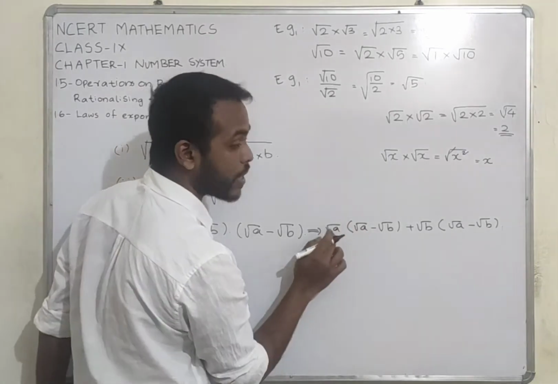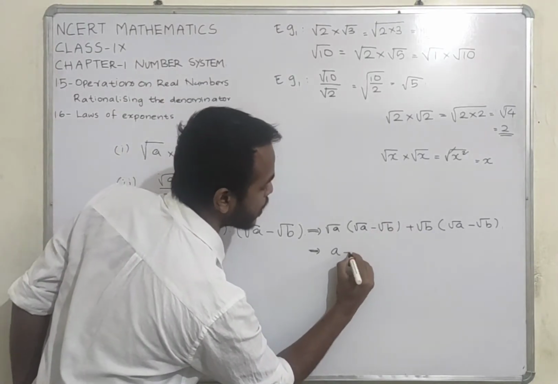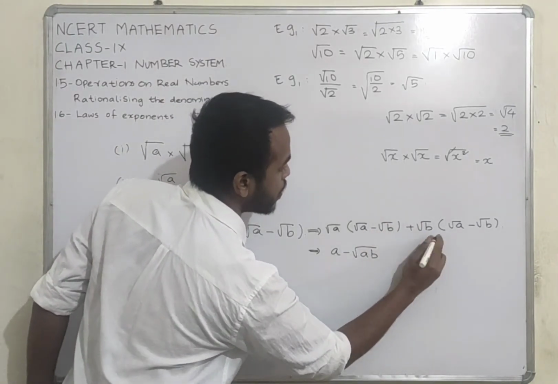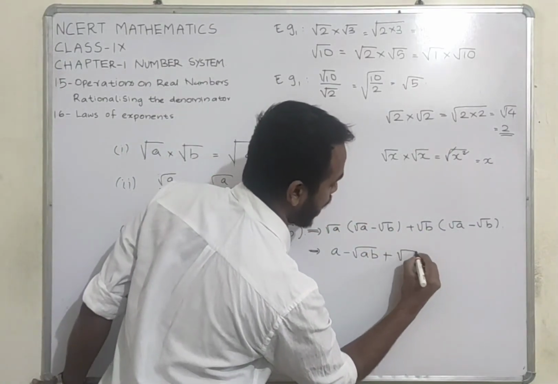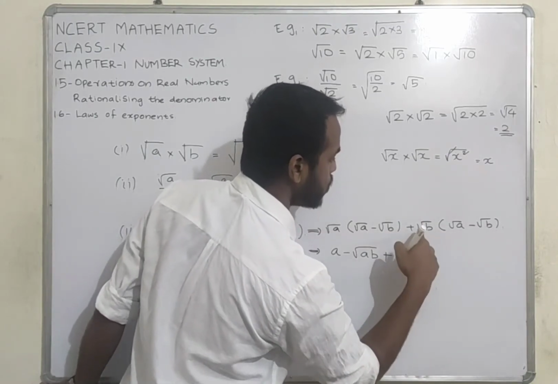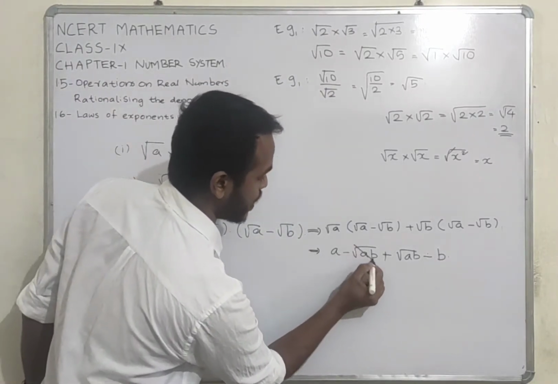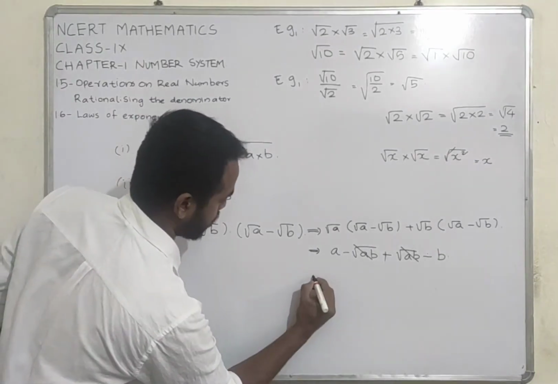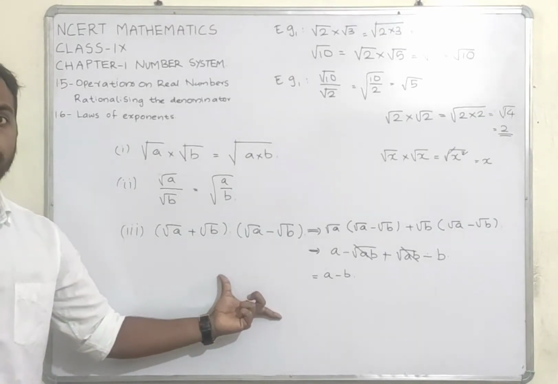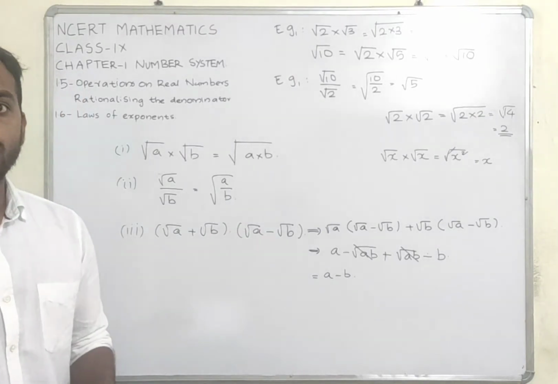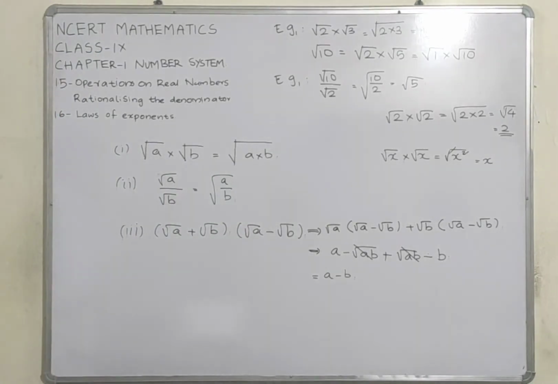Root a into root a becomes a. Root a into minus root b gives minus root of ab. Plus root of b into root of a is root of ba, or root of ab itself. Now root b into minus root b will become minus b. So we can cancel minus root ab plus root ab. So what it gives? a minus b. So understand this identity very thoroughly, and I am leaving the next three identities to you for writing the proof. Write down the proof by yourself in the notebook, and we'll move on to the next portion.